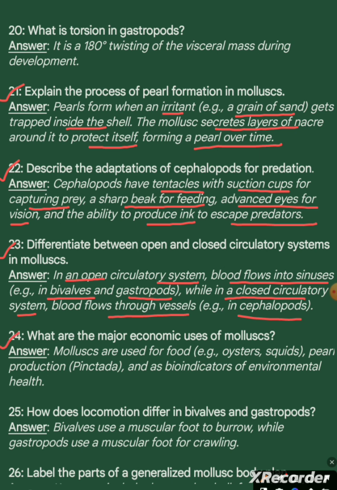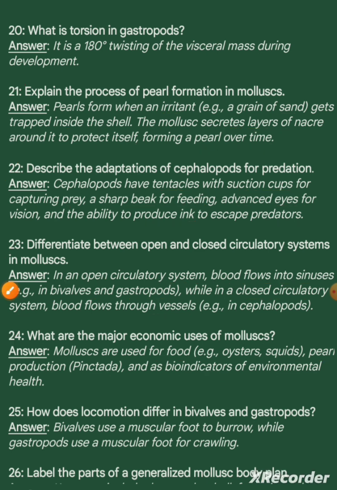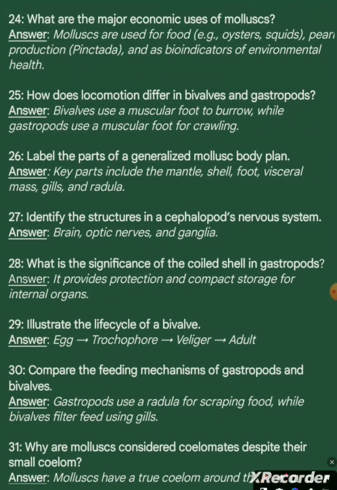Question 24. What are the major economic uses of mollusks? Answer. Mollusks are used for food, for example oysters and squids, pearl production, for example Pinctada, and as bioindicators of environmental health. Question number 25. How does locomotion differ in bivalves and gastropods? Answer. Bivalves use a muscular foot to burrow, while gastropods use a muscular foot for crawling.